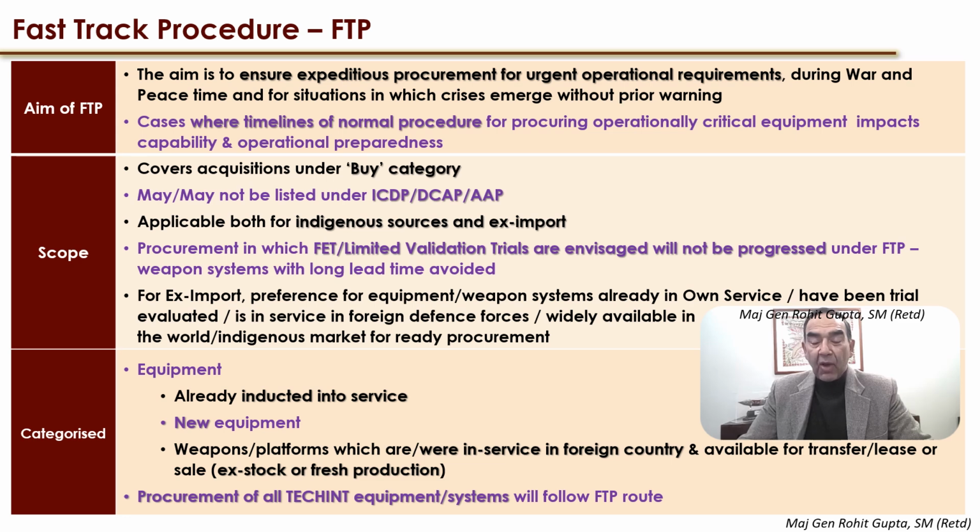These are for operational requirement. These are for crises that may build up, similar to the one that took place when we had a standoff against China. Also for the purposes when normal procurement is impacting operational preparedness. Now, all acquisitions under the buy category, if the first two points of the aim of FTP are satisfied, have to be under the buy category. There is no make. That means there is nothing like you develop it or make it. The point is time. So these are under the buy category.